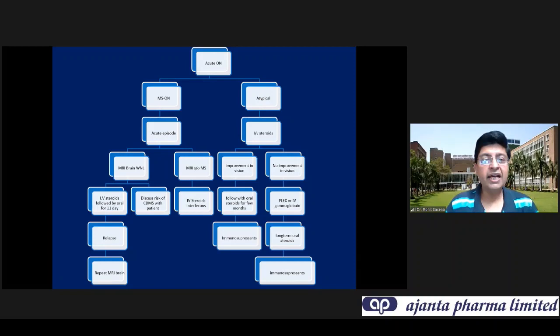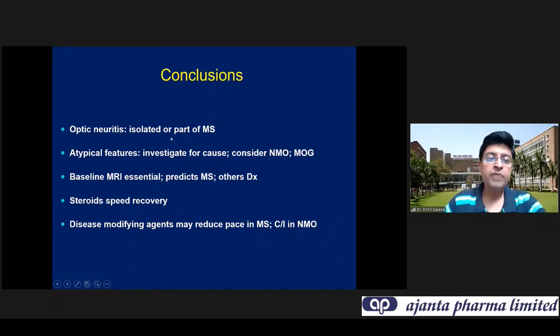So again, the treatment has now become more aggressive, but so has the responsibility on our shoulders to ensure that we investigate and diagnose appropriately, or at least have a clear differential in mind and plan our management accordingly. So to conclude, optic neuritis may be isolated or part of a multiple sclerosis syndrome. If there are atypical features, we need to investigate for the cause, make sure what we are dealing with. Consider NMO and MOG, especially NMO, as aggressive treatment is important. We know that if NMO is not treated early, the long-term visual prognosis is very poor and a large number of patients may actually become blind.